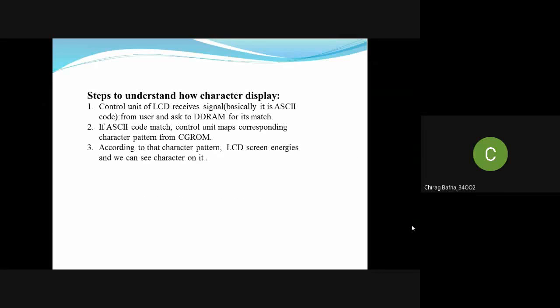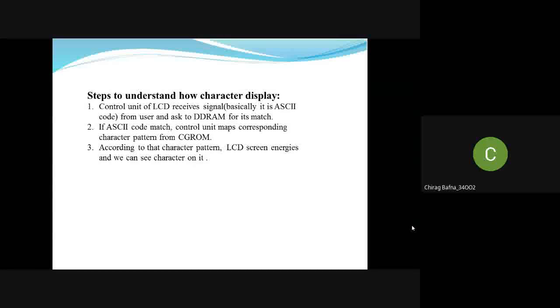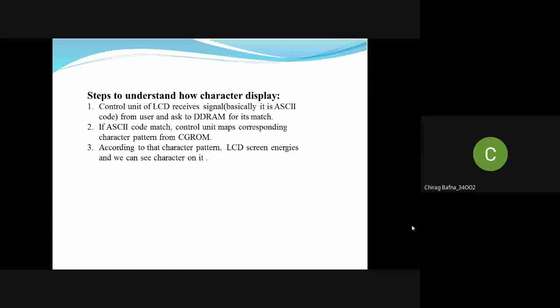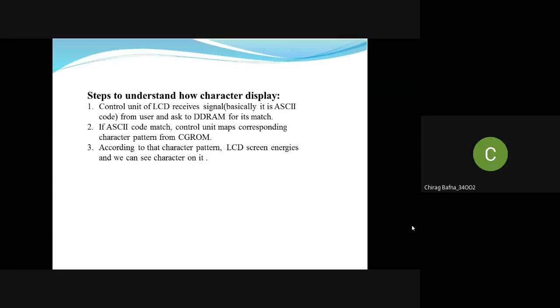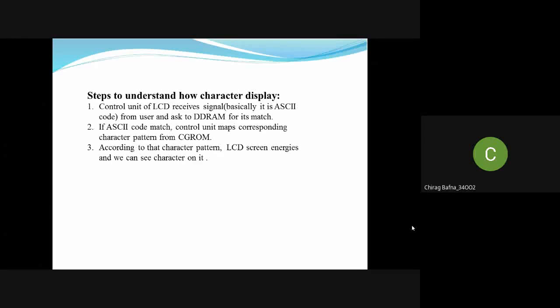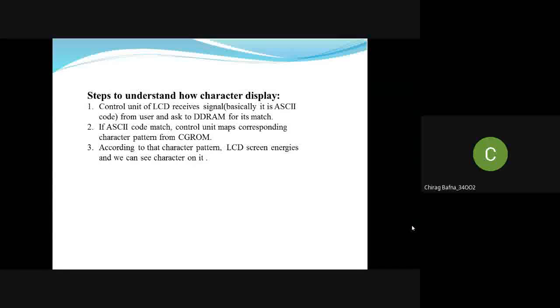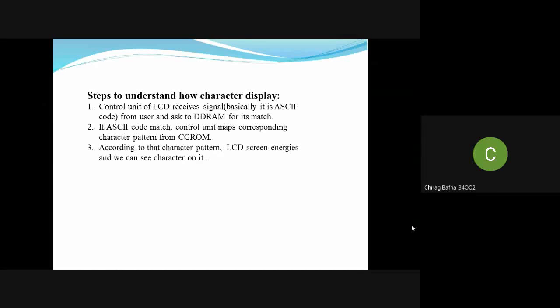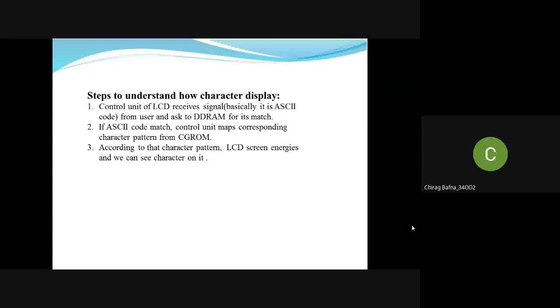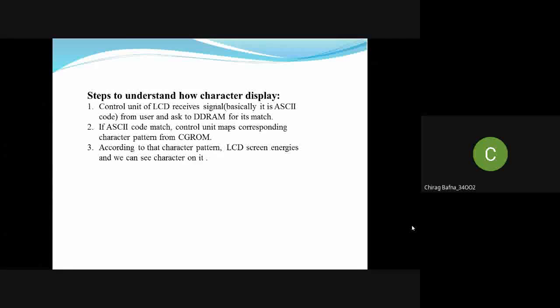Following are the steps to understand how characters are displayed. The control unit of the LCD receives the signal, basically an ASCII code from the user, and asks the data display RAM, that is DD-RAM, for a match. After that, if the ASCII code matches, the control unit maps the corresponding character pattern from CG-ROM. According to that character pattern, the LCD screen is energized and we can see all the characters on it.